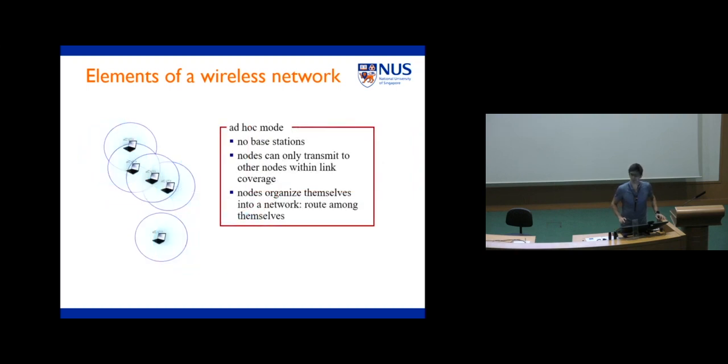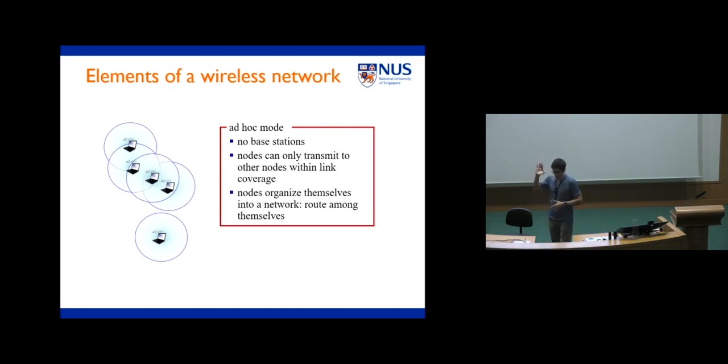So that was infrastructure mode. We relay packets to and from the wireless hosts using base stations. But we also have this ad hoc mode. And in this, we do not have base stations in between. All the wireless hosts self-organize themselves into sending packets to each other, communicating with each other. So here, no base stations, and because of that, they can only transmit to other nodes within their link coverage. So here in this example, you can see with the disks around each mobile host the communication range of each of them.